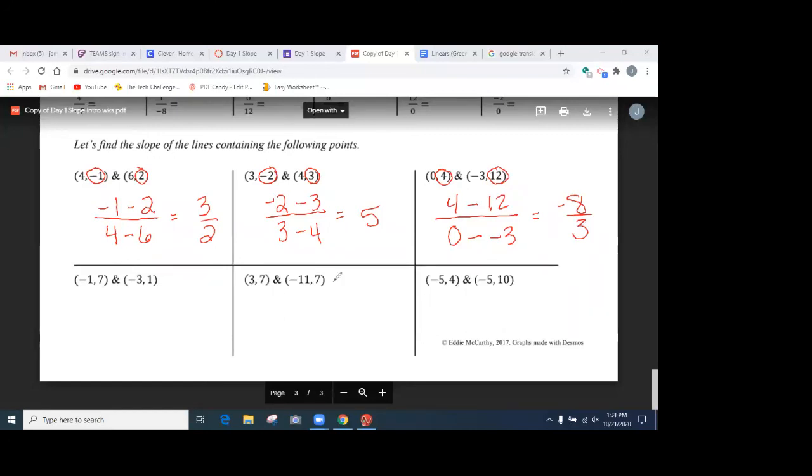All right, we're going to skip this one right here. We're going to skip to this one. All right, so circle the y's. And we have 7 minus 7 on top. Now, I'm not going to lie, I should have been saying this all day today, but when you see the y's are the same, that's a little clue that this is going to be a little special right here. So my y's are the same. So 7 minus 7. Then we've got 3 on the bottom, that's his buddy, minus a negative 11.